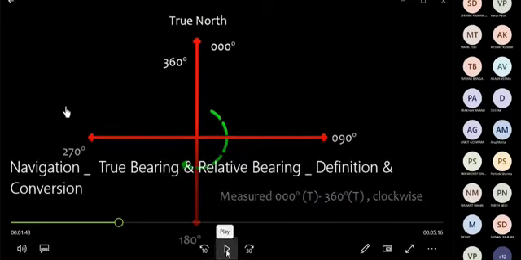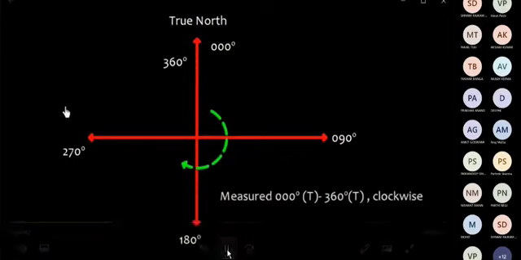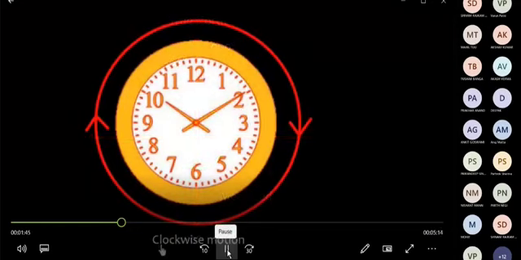Okay, very good. Let's continue then. Direction. So this is called clockwise motion.